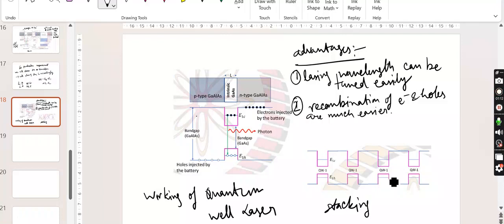If we want to have a greater output power, we need stacking of quantum well lasers. Here we can see that 4 quantum well lasers are there, and the stacking has to be parallel. For the stacking, they are optically coupled, but electronically they are not coupled.